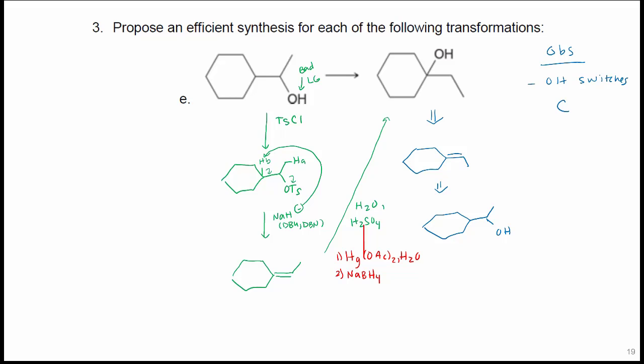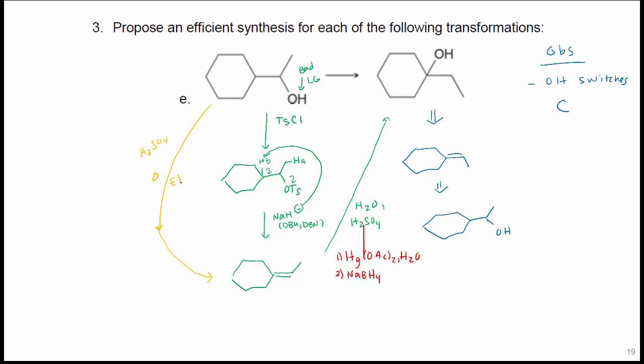Another way that you could do this elimination step without doing the OTs is to do an elimination under acidic conditions. So if you use H2SO4, water and heat, actually don't want water, H2SO4 and heat, what that's going to do is protonate that alcohol, which will turn it into water, which makes a good leaving group, and then it will do an E1 elimination. So this would be an E1 if we did it this way.